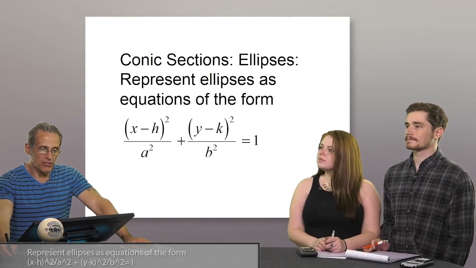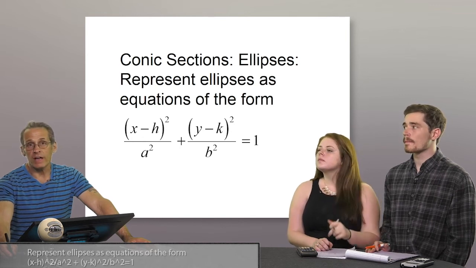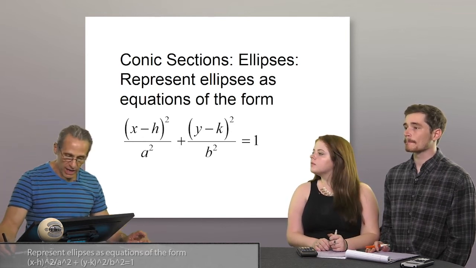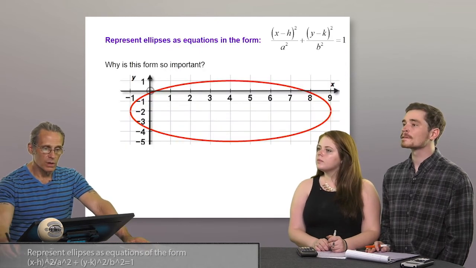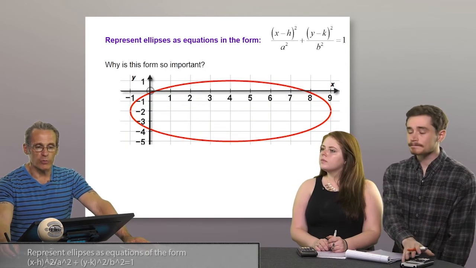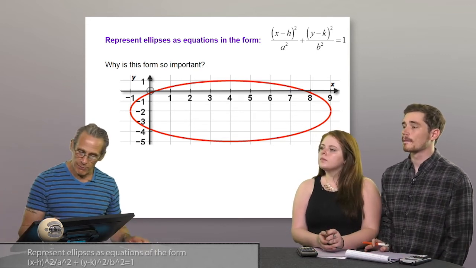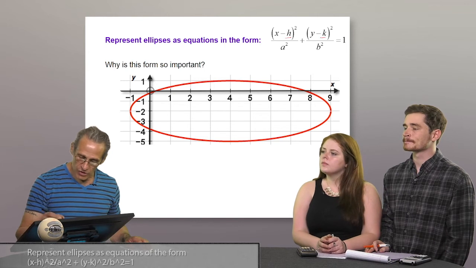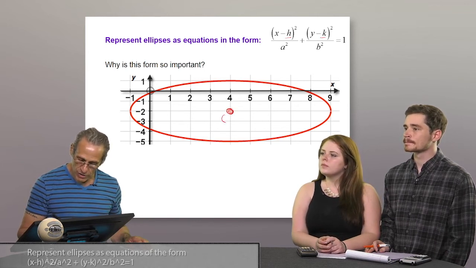Represent ellipses as equations of the form (x minus h) quantity squared divided by a squared plus (y minus k) quantity squared divided by b squared equals 1. This is my standard equation for an ellipse. Why is the form important? Well, from the form, I can take a look at h, k, and I can realize I have the center of the ellipse right here.